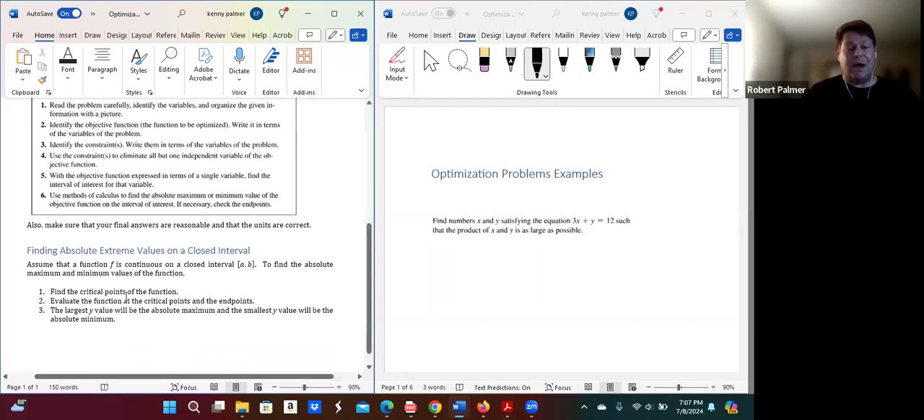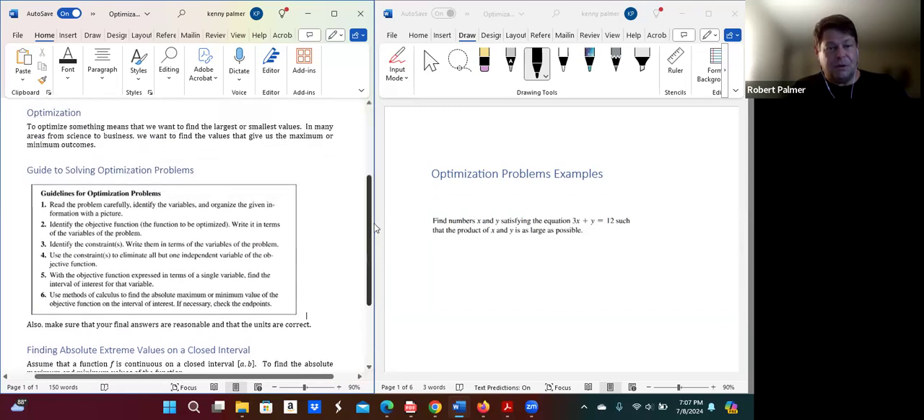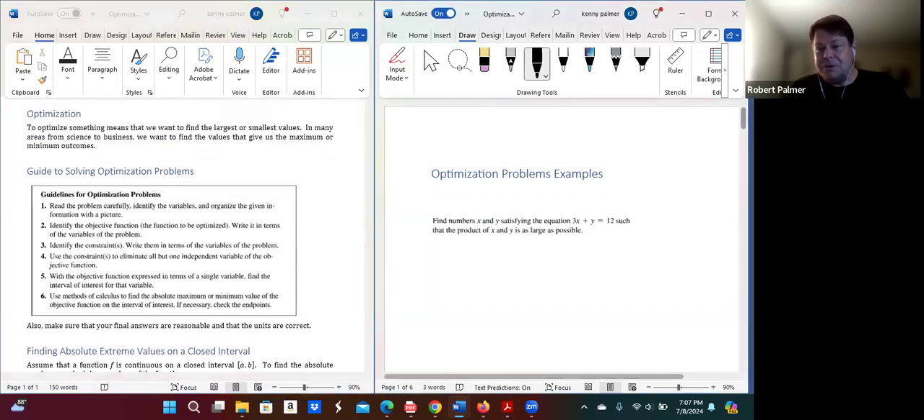Of course, you find your critical values of the function. You also evaluate the function at the critical points and the endpoints, and you find the maximum and the minimum of those values as you need to. So that's just a reminder in cases where you need to do that. So let's go here to the right and look at our first example.